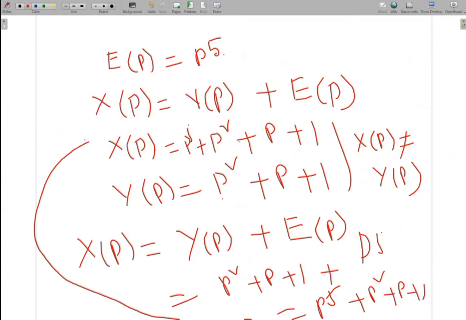X of P. With the help of the syndrome evaluator table, find out the error polynomial E of P corresponding to the remainder of E of P by G of P, that is equal to the remainder of Y of P by G of P. Once the error pattern E of P is determined, that error pattern is added to Y of P, the received code word polynomial. We will get the actual X of P code word polynomial.